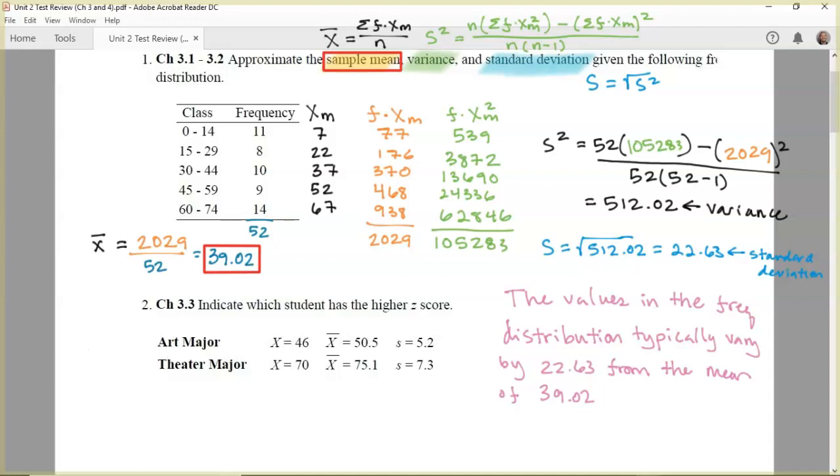If we saw most of the values clustered towards the middle, so maybe there were only 3 numbers in the first class and then 5 numbers in the second class and then 40 numbers in the third class, and then it started to taper off, we would expect a lower variance or a lower standard deviation because it wouldn't be as spread out. Because these are evenly spread out within each one of the classes, we have a higher standard deviation. So that's question number 1, covers 3.1 and 3.2.